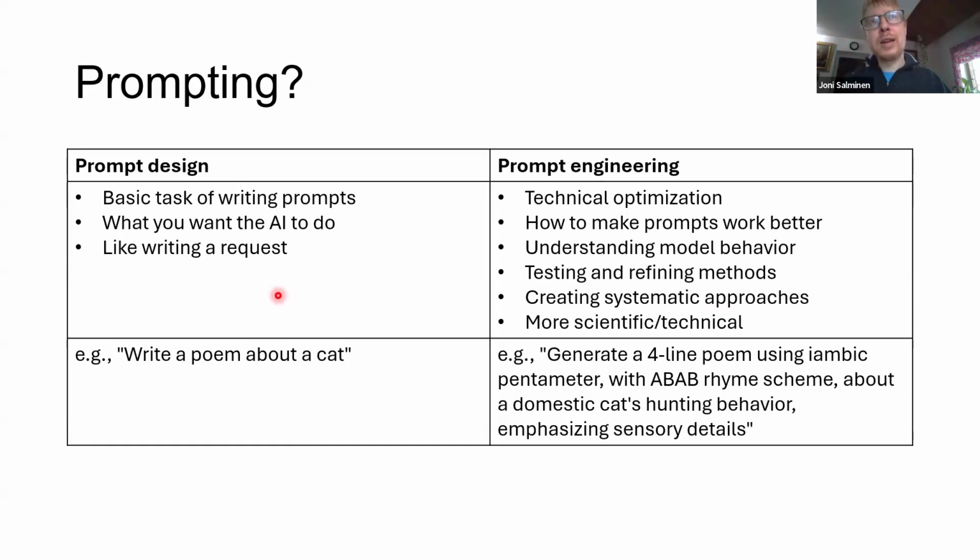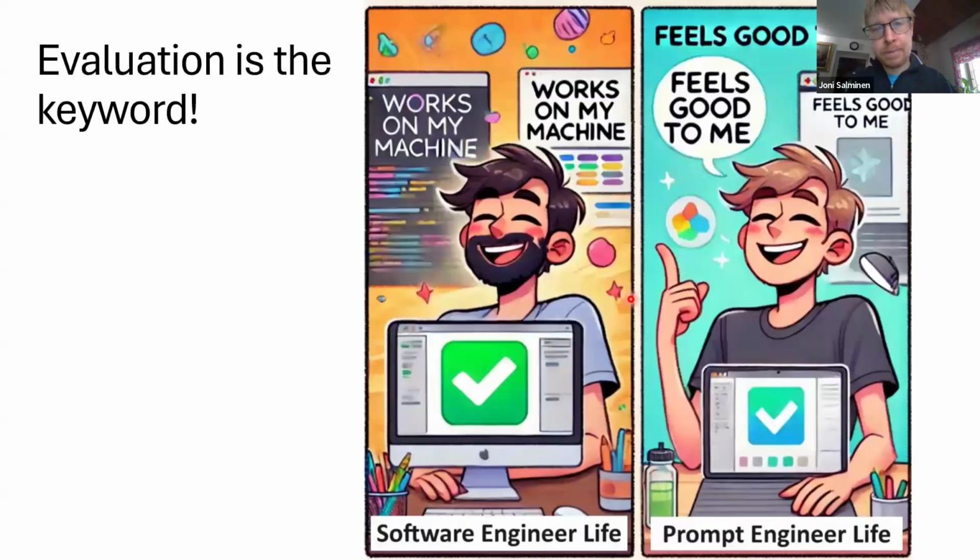Because this simple prompt might give you a result, but then how do you know if the result is good enough? How do you know if another prompt would give you a different result, right? So that's why the prompt engineering idea is: how do we design prompts that are really doing things in an optimal way? So we call that engineering. Evaluation is a keyword.